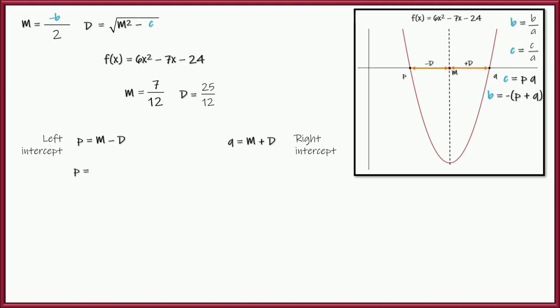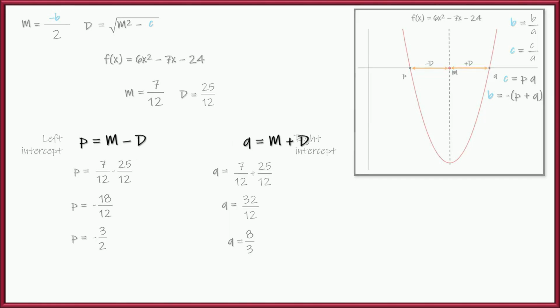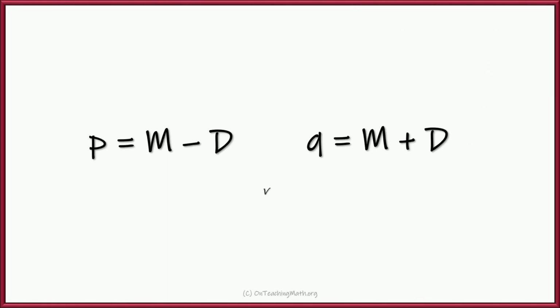So p equals m minus d, so 7/12 minus 25/12. Dang, that's -18/12, which is, of course, reducible by 6: -3 over 2. Q, well, m plus d, so that's 7/12 plus 25/12, so that's 32/12. Drum roll, please, because that is, again, reducible, to 8/3. Look at that. Man, that's pretty cool. Those two things right there are your x-intercepts.